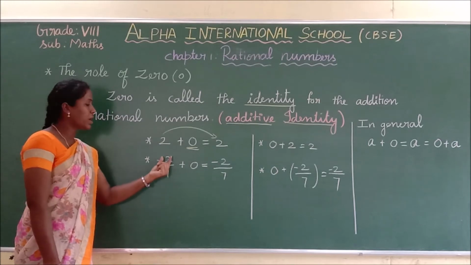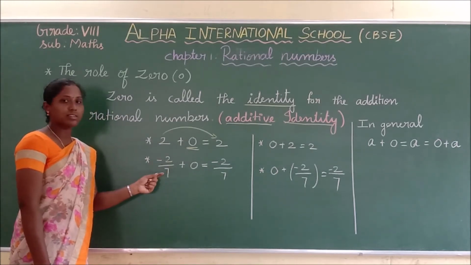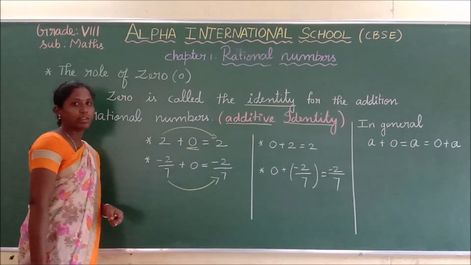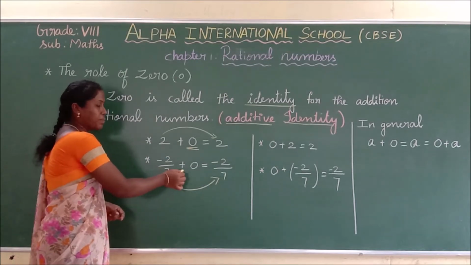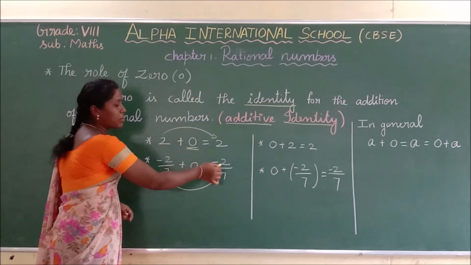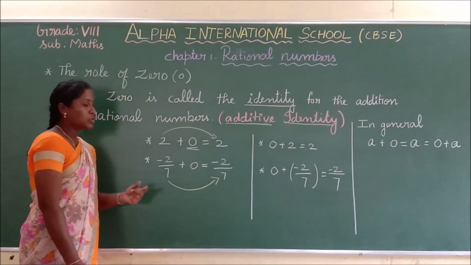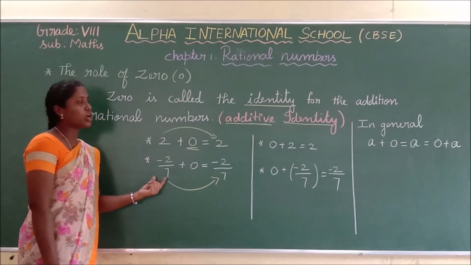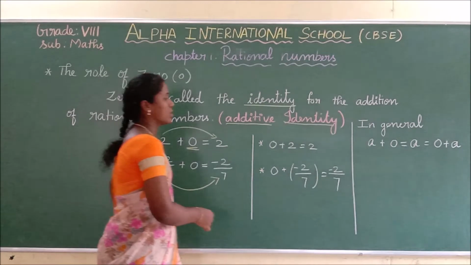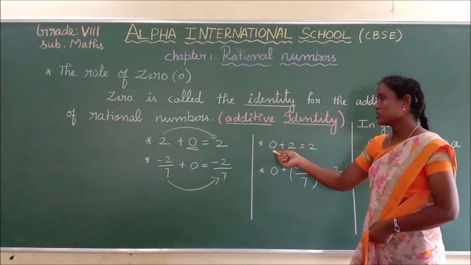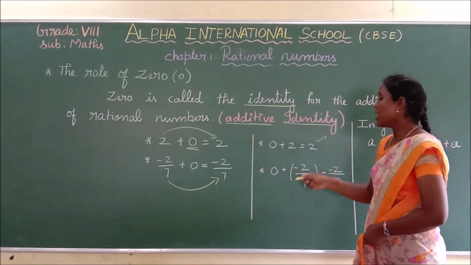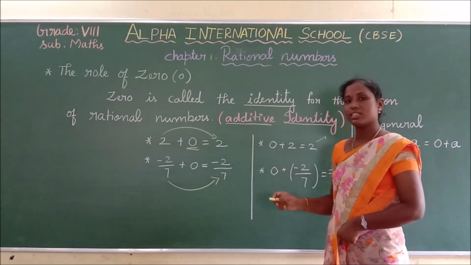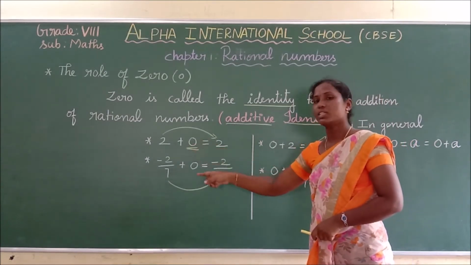Take another number, minus 2 by 7. This is a rational number. If you add 0 with it, again we get the same number as the result. Minus 2 by 7 plus 0, adding 0 with this, again I am getting the result minus 2 by 7. So here 0 is the additive identity for this number. Also, 0 plus 2 gives 2, and 0 plus minus 2 by 7 gives minus 2 by 7. So from these examples, we can say that 0 is the additive identity for the given numbers.